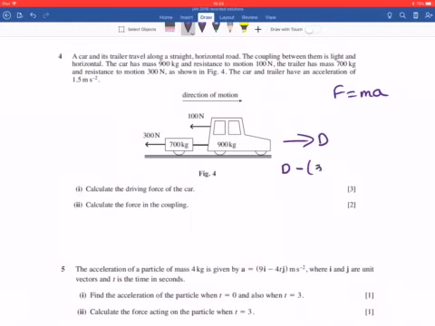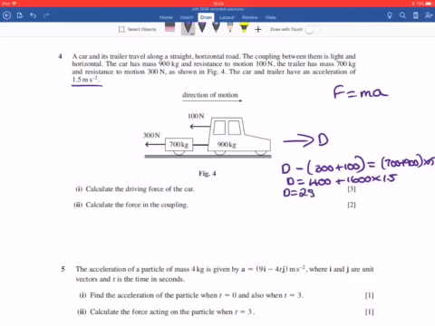We've got 300 and 100 equals mass times acceleration, and our mass is 700 plus 900, and our acceleration, they've said, is 1.5. So D equals 400 plus 1600 times 1.5. So you should have that D equals 2,800 newtons.